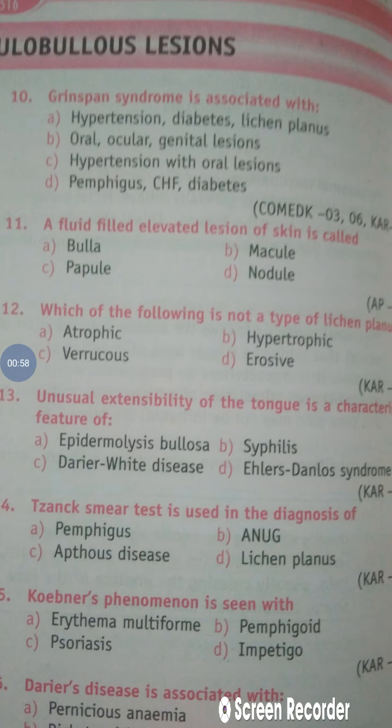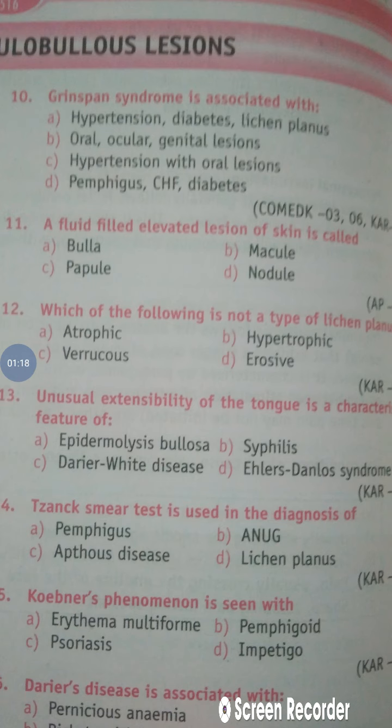Span means life, and with age we know that hypertension, diabetes, and lichen planus do occur. Yes, lichen planus also has a tendency to occur with age. That's why option A is the answer. So you should know that Greenspan, span means life, life means hypertension, diabetes, lichen planus.